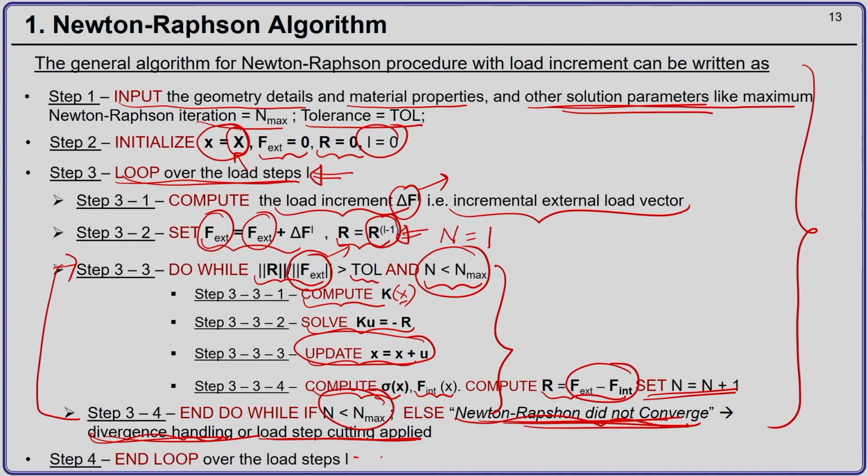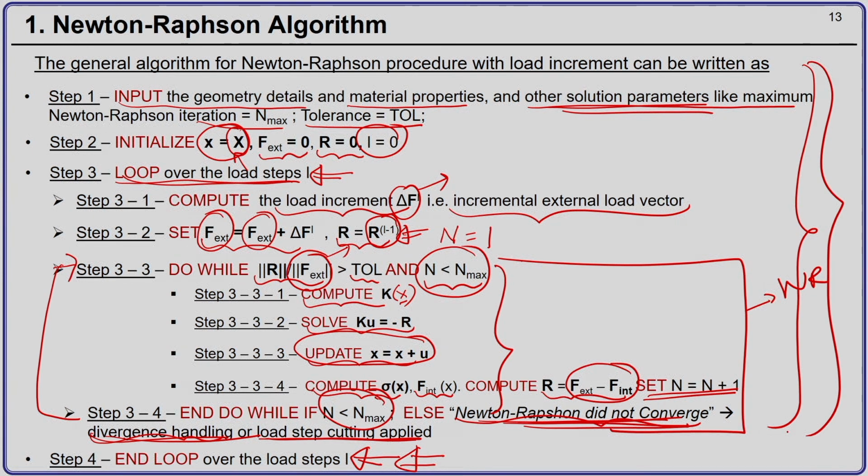Okay. And finally, when we have exhausted all the load steps, our solution algorithm ends. Okay. So, basically the Newton-Raphson algorithm is from step 3.3 to 3.4. This is your Newton-Raphson and this is, in general, the total procedure for solving the nonlinear response of a material. Okay.